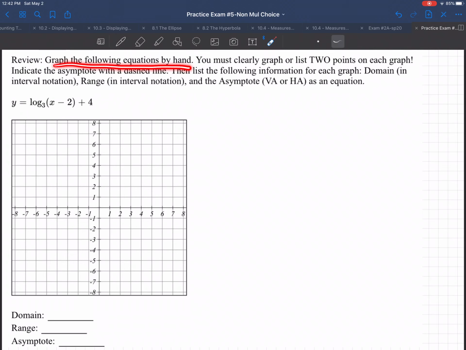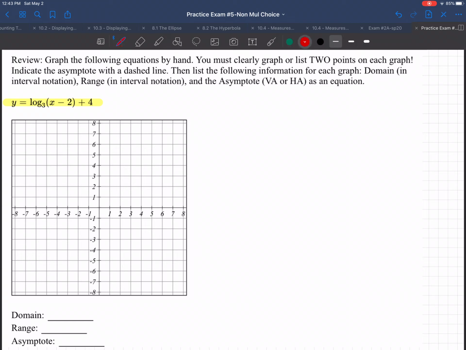Graph the following equations by hand. You must clearly graph or list 2 points on each graph. Indicate the asymptote with a dashed line, then list the information for each graph. Alright, so they basically want us to graph. Notice it is a logarithm graph. So how do we graph logarithms?